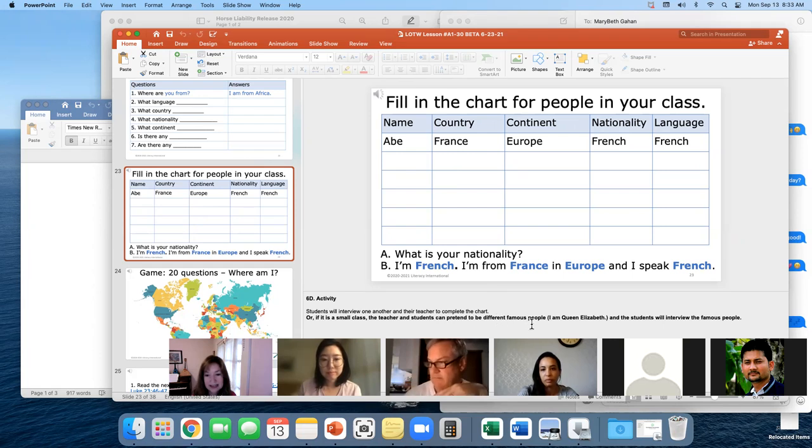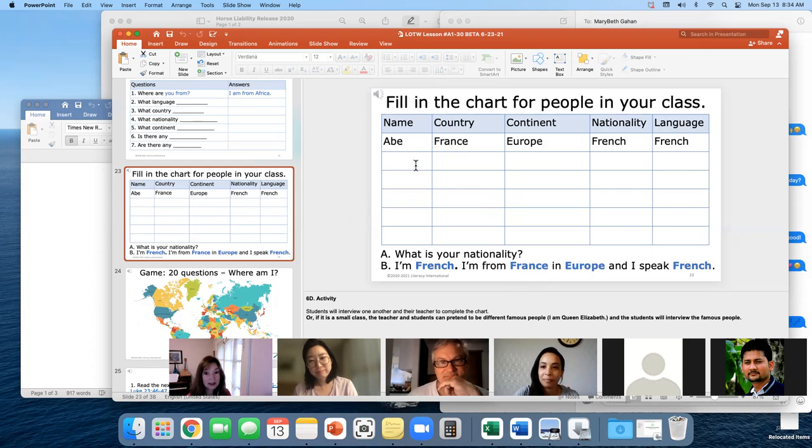And so I can say, Kezia, what is your nationality? I am Brazilian. And what language do you speak? I speak Portuguese. And what continent do you live on? I live in South America. Yes, very good. Excellent. Thank you. So you'll go ahead and fill those out.